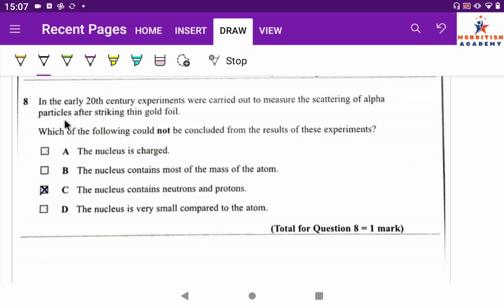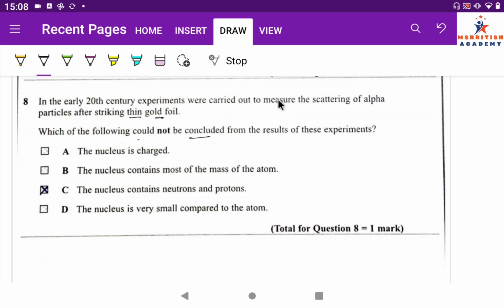Now question 8. In the early 20th century, experiments were carried out to measure the scattering of alpha particles after striking a thin gold foil. Which of the following could not be concluded from the results of these experiments?